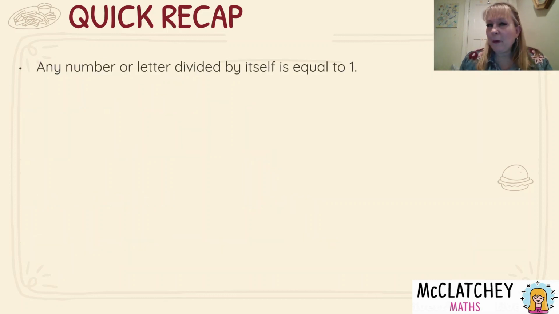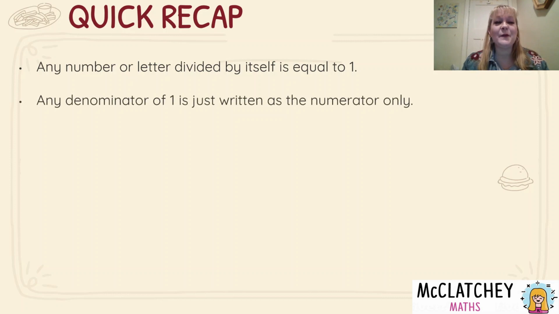Any number divided by itself is equal to 1. So 30 divided by 30 equals 1, 100 divided by 100 equals 1, and it's the same with letters. A divided by A equals 1, M divided by M equals 1, x squared divided by x squared equals 1. So anytime you divide something by itself, the answer is 1. Students will often say that it's 0. It's not, it's 1. Okay, that's very important to remember.